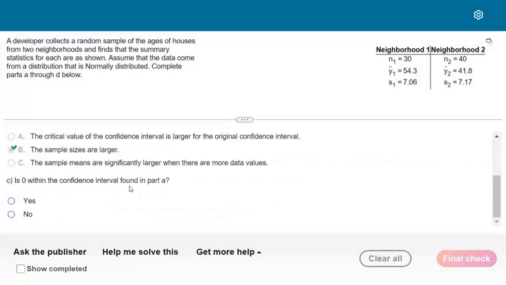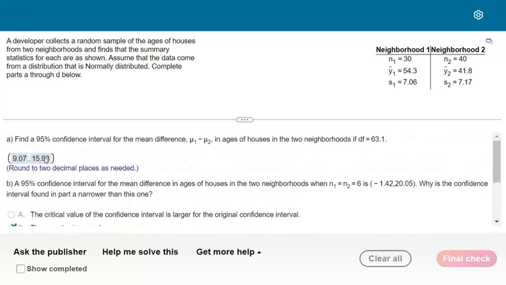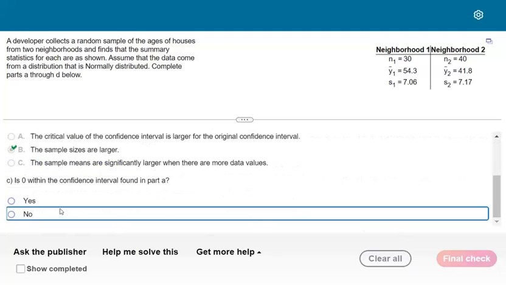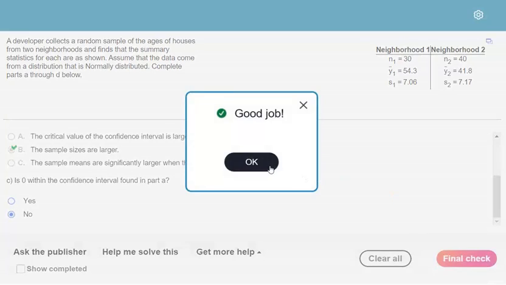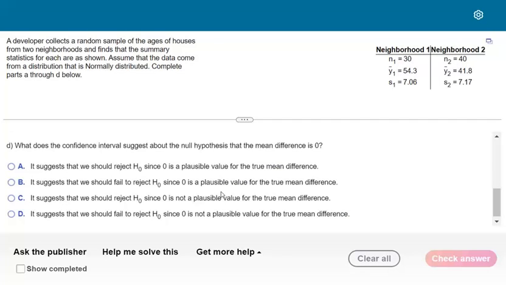Is 0 within the confidence interval found in part A? No, 0 isn't between these two numbers. So that means there's a statistically significant difference. These two neighborhoods are statistically significantly different.